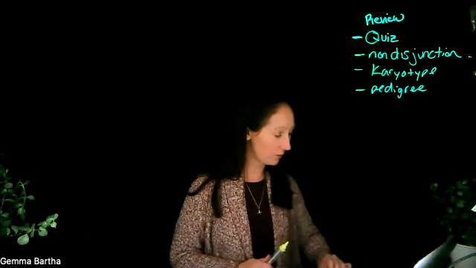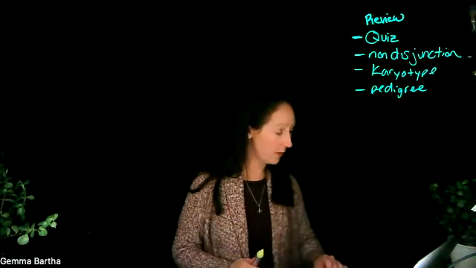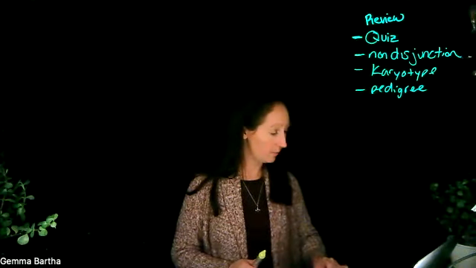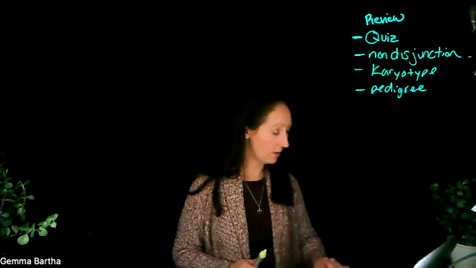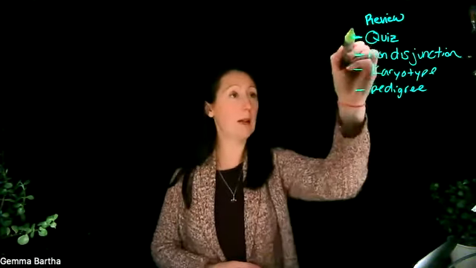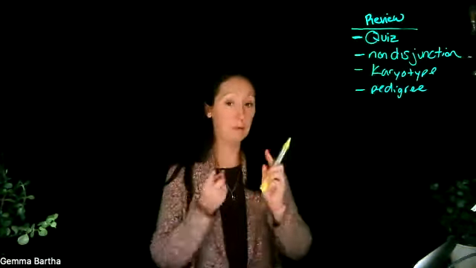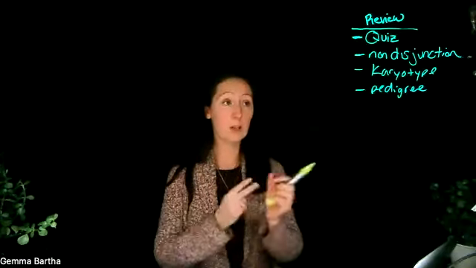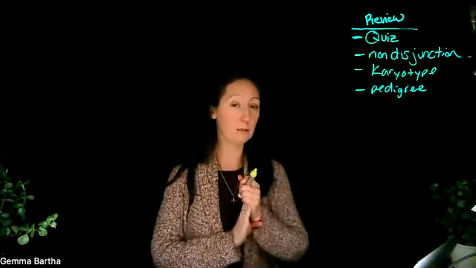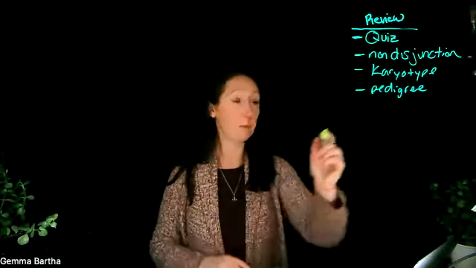All right, I'm going through to make sure that I haven't missed anything. So we have karyotyping on there, pedigrees. Was there anything else that you would like me to talk about? So we have the quiz, non-disjunction, karyotype, and pedigree. Please write in the chat, blood typing. Yep.